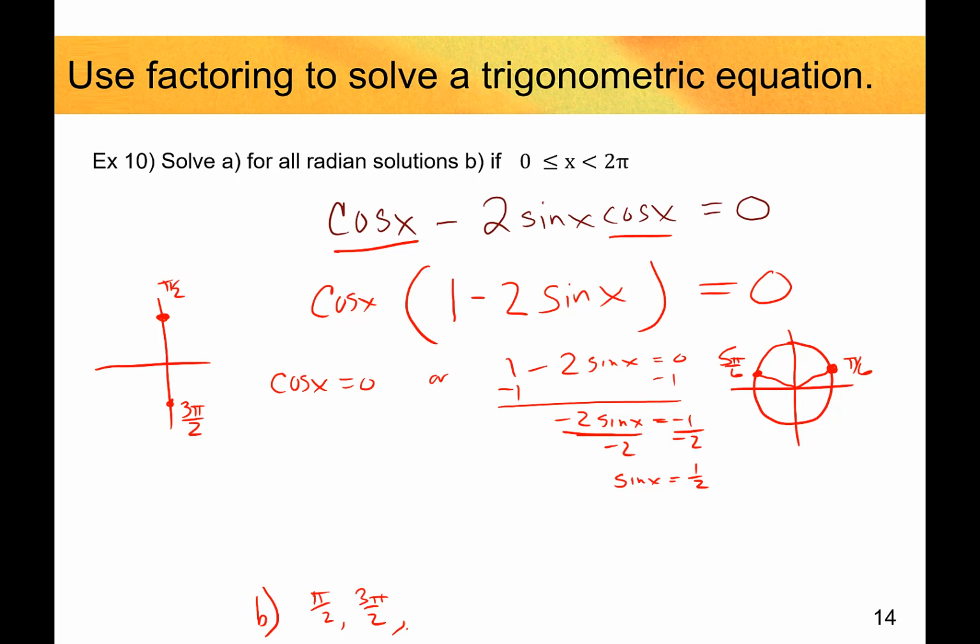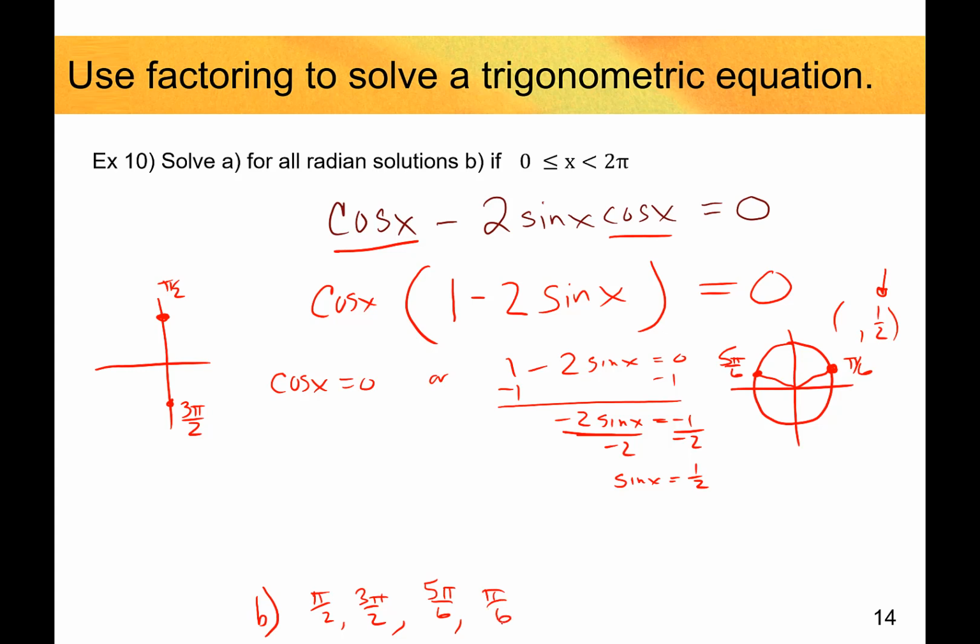That's going to be a positive 1/2 for the y value. So you're looking for something where you have a positive 1/2 in the y value column or coordinate. I'm good. There it is. So 5 pi over 6. Doesn't really matter what order you write them in, but you're good there.